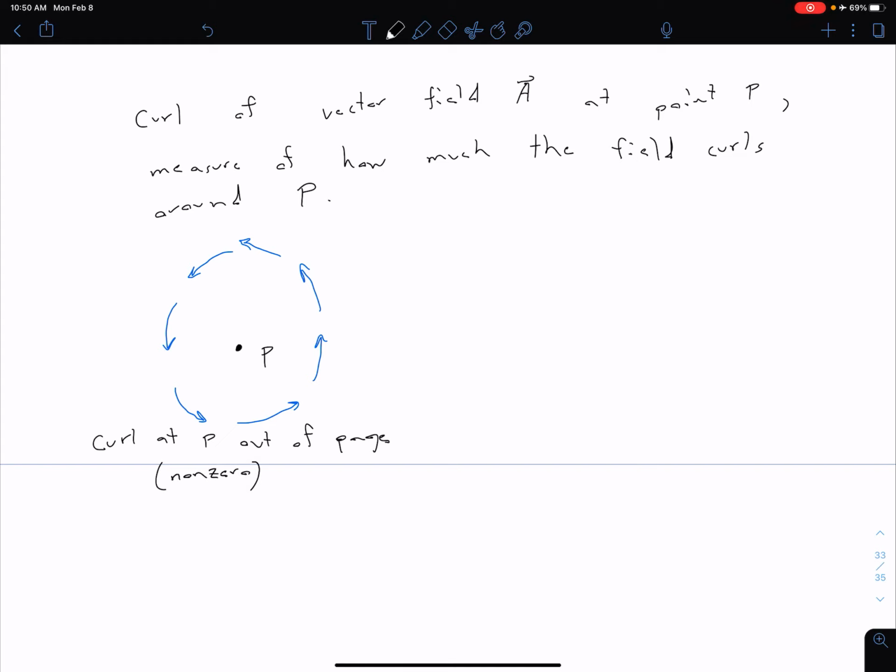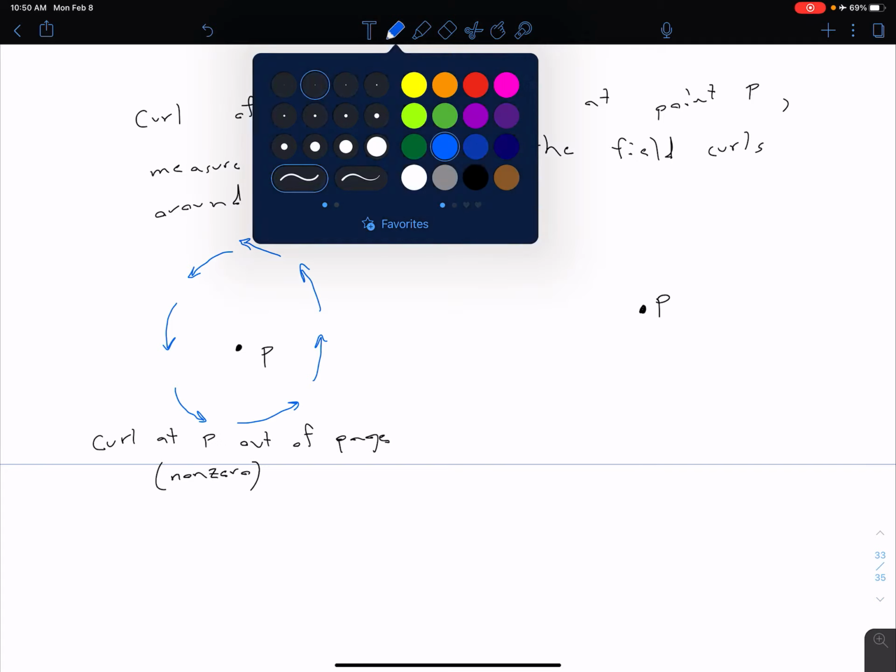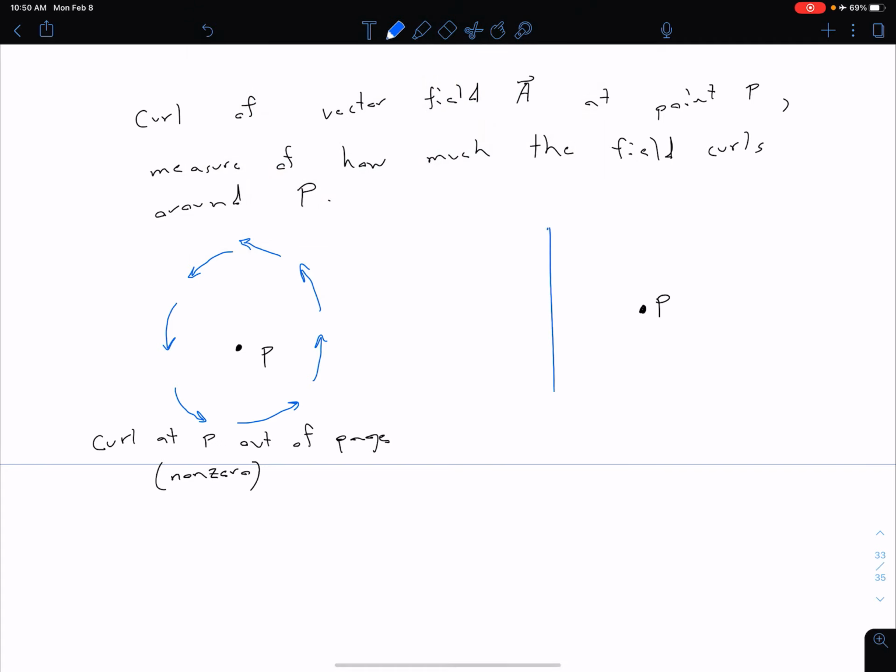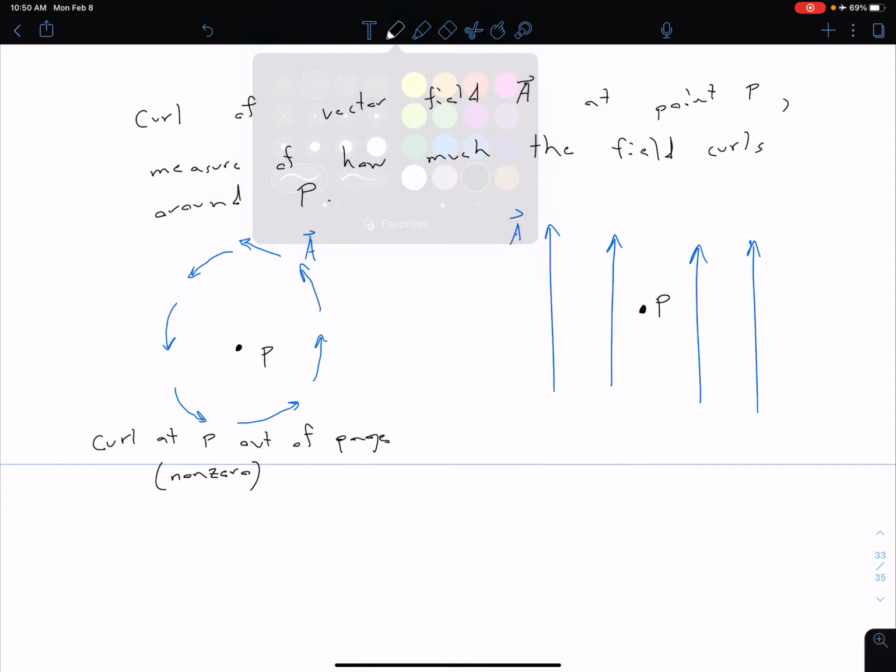Now alternatively, if we had a point P and these vectors did not have any curl around it, so maybe they're just passing straight through, something like this. So if this is, and I should have labeled this, our vector field A. For this case over here on the right, we would have zero curl at P.